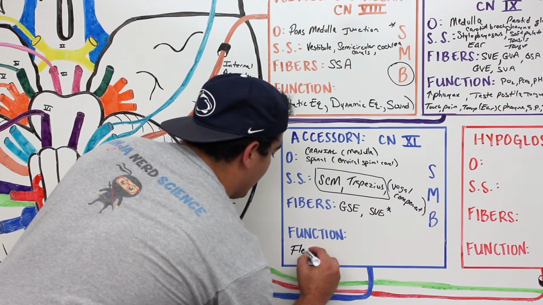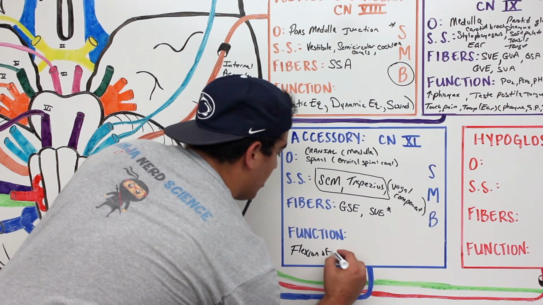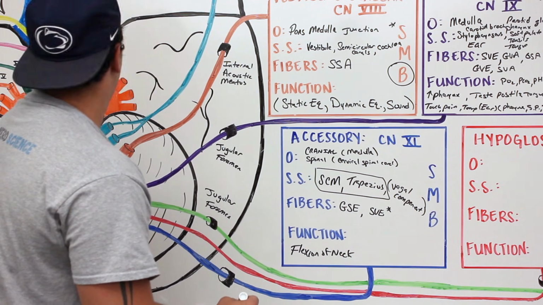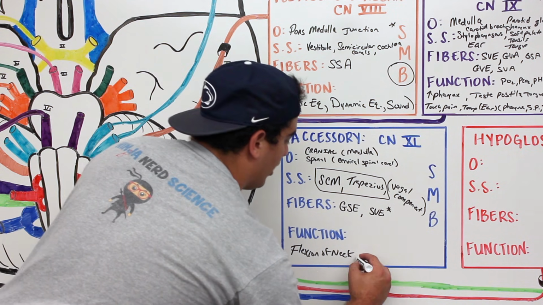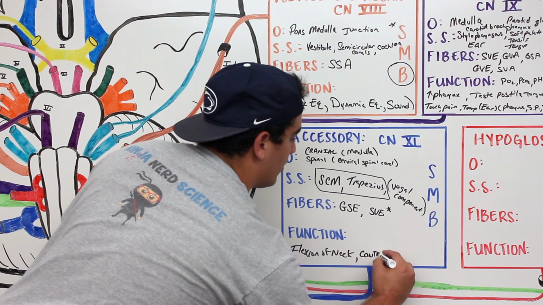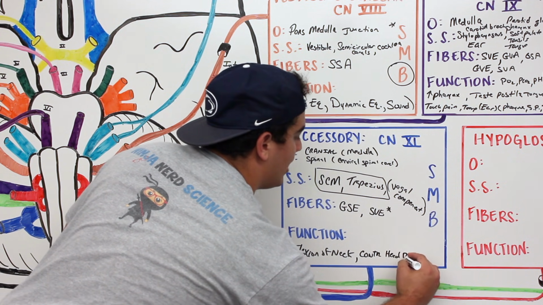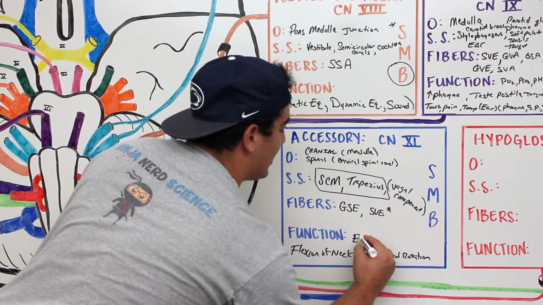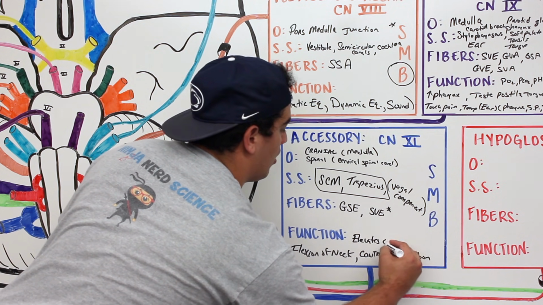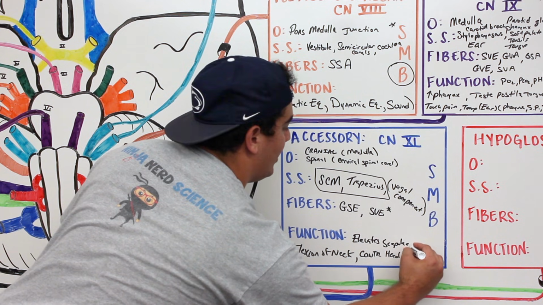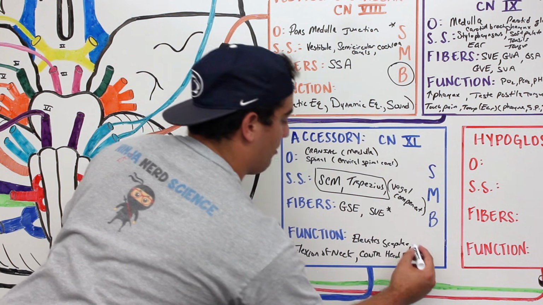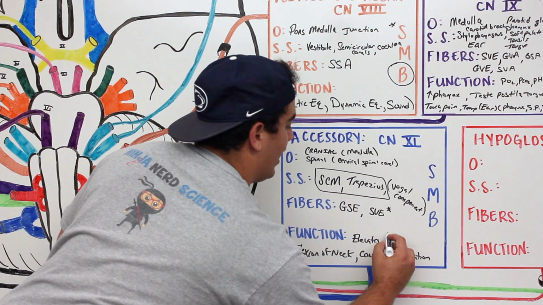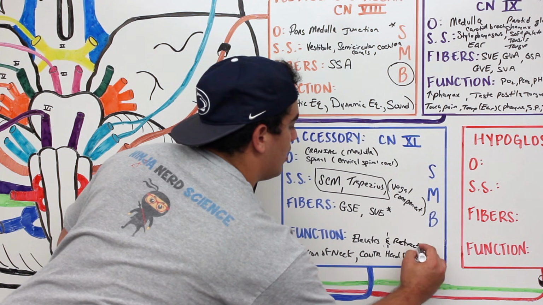All right, function. Again, since it's supplying the sternocleidomastoid and the trapezius, these play a role in flexion of the neck, specifically the sternocleidomastoid. And again, it could be ipsilateral flexion, and it also can play a role in contralateral head rotation. So we'll put in there contralateral head rotation. And if it's the trapezius, what does he do? He elevates the scapula. And he also retracts the scapula. So we'll put here elevates and retracts scapula.